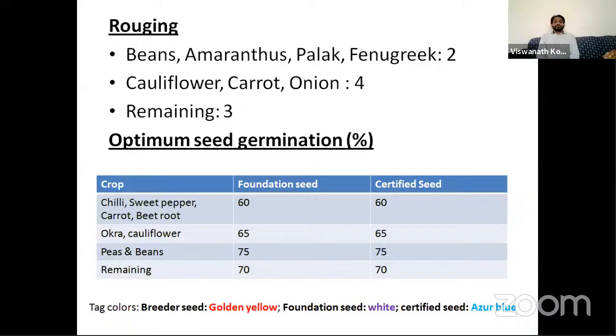The produced seed should have a minimum germination percentage according to the seed production guidelines. We have different germination percentages for various seeds. The tag color is very important. The breeder seed has the golden yellow tag color, the foundation seed has the white tag color, and the certified seed has the azure blue tag color.